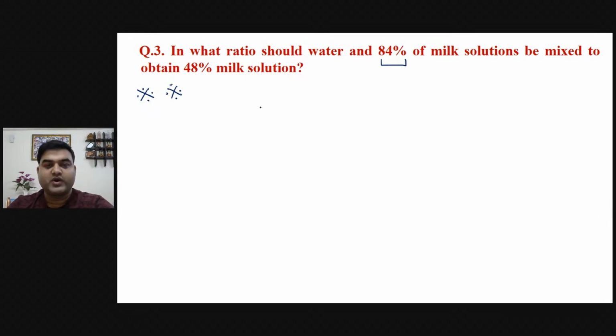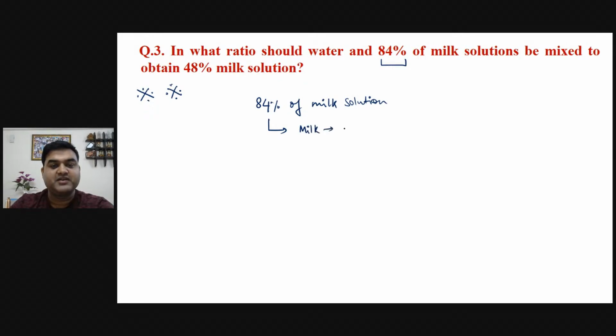Now, try to understand what is the meaning of 84% of milk solution. 84% of milk solution means in this, out of 100%, what will happen?